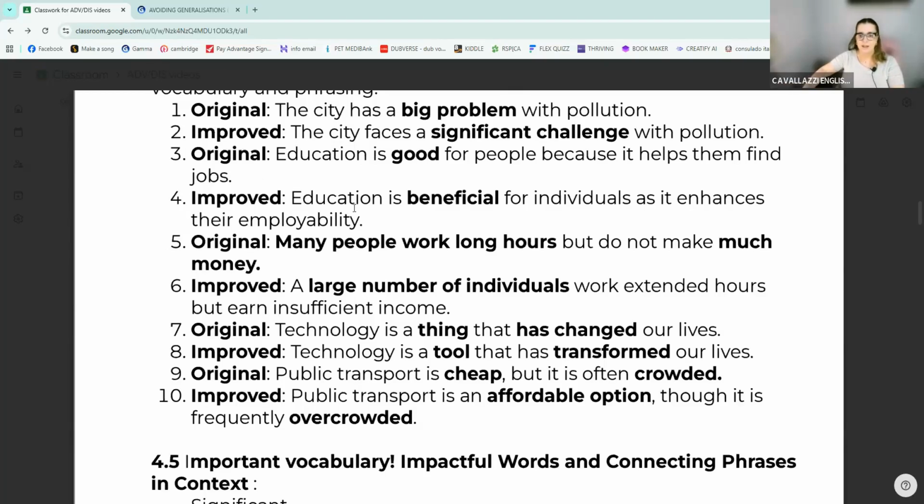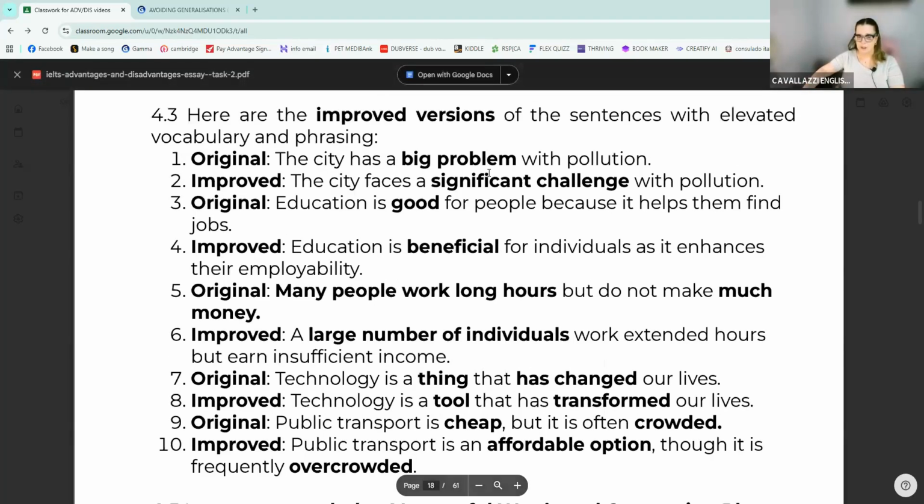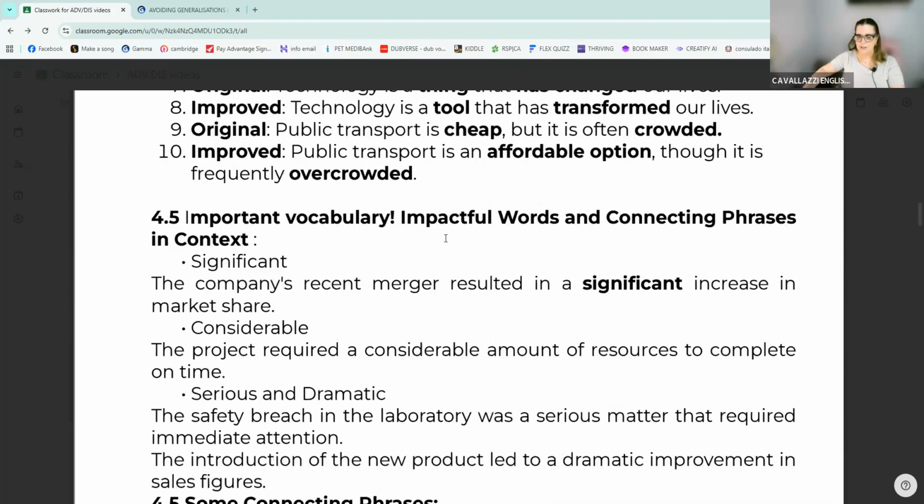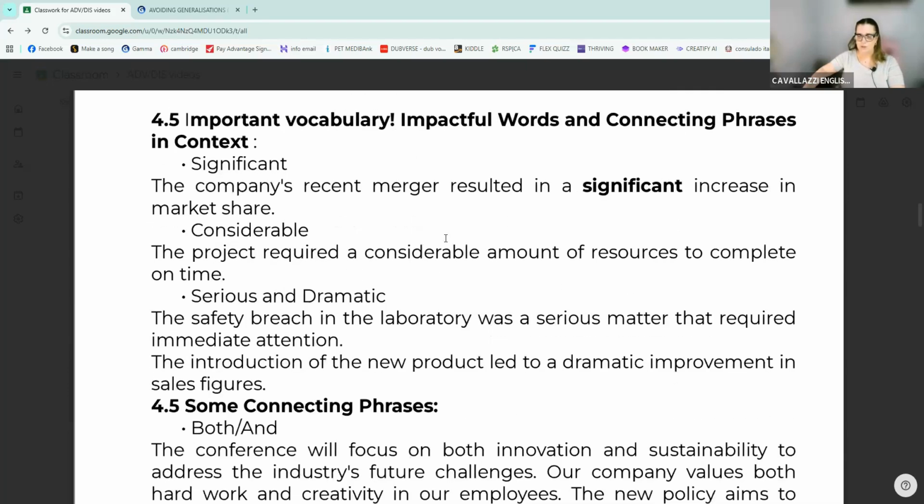Look here, the city has a big problem, see? We need to improve significantly there. So all those adjectives up there, I'm putting them here in sentences for you to use, to copy. And here are the most commonly used adjectives: significant, considerable, serious, dramatic. These are important adjectives to use.